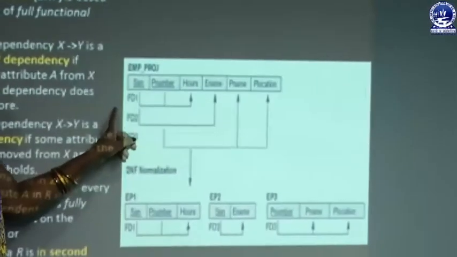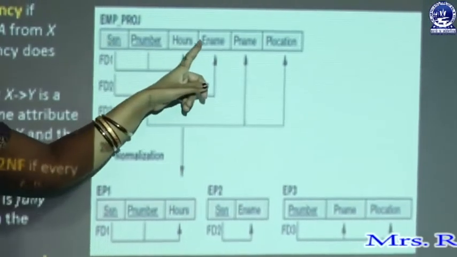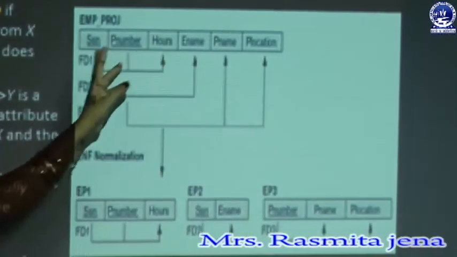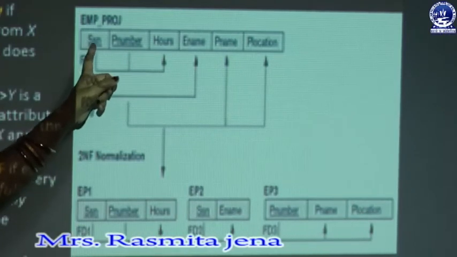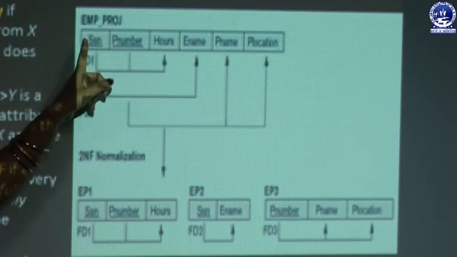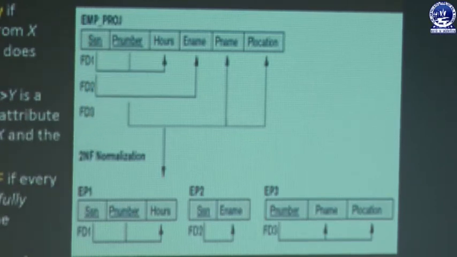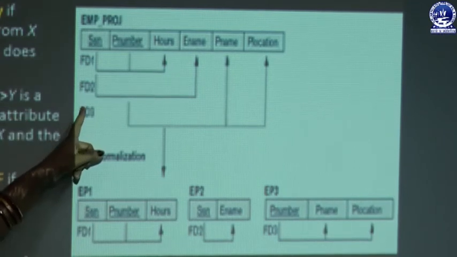We can explain it by using the example. See the example. This is the relation schema EMP project having attributes SSN, P number, hour, E name, P name and P location. Here the key attributes are SSN and P number. This is the composite key because it is the combination of two keys. And what is full functional dependency and what is partial functional dependency? So what is full functional dependency?